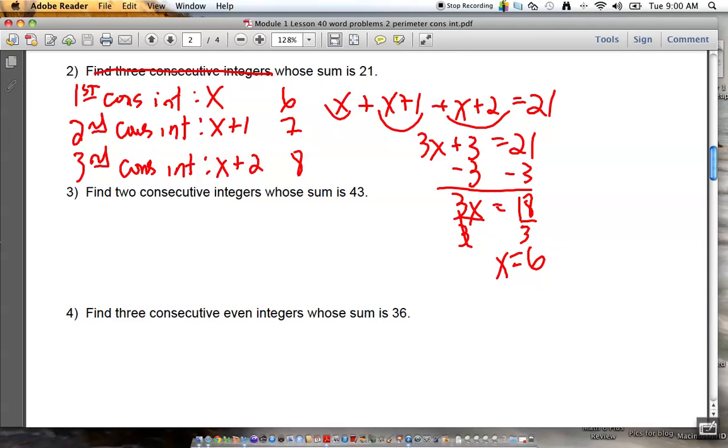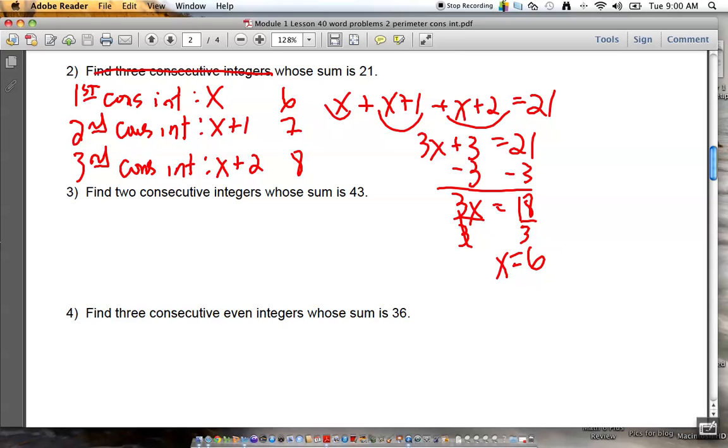Now, the next problem says find 2 consecutive integers. So the first one is x. What's the next one? X plus 1. The next problem says find 3 consecutive even integers. So if the first one's x, what do you think the next one's going to be? X plus 2, and then x plus 4. What if it said find 3 consecutive odd? X plus 1? No. X, x plus 2, x plus 4.